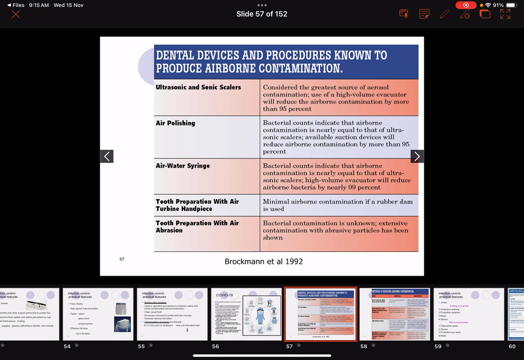This shows some of the dental devices and procedures known to produce airborne contamination. Ultrasonic and sonic scalers are considered the greatest source of aerosol contamination. Use of a high volume evacuator will reduce airborne contamination by more than 95%. Others include air polishing, the air-water syringe, tooth preparation with an air turbine handpiece, and tooth preparation with air abrasion.